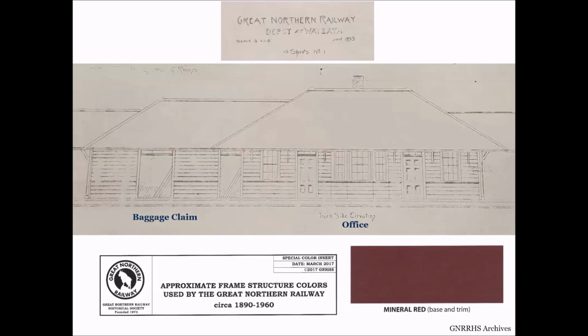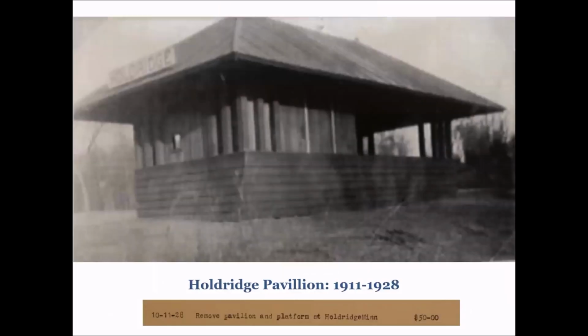Now, we're not exactly sure how long this second depot actually stood. We know that it was damaged by a tornado in 1904, and we are unclear as to what year the depot actually was removed. But what we do know happened next on that location is that another pavilion was built. You can see it's not as extensive as a depot. It's just a waiting pavilion. And this was built in 1911.